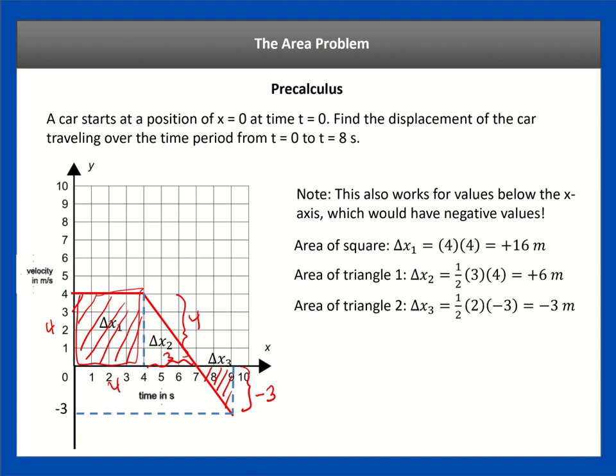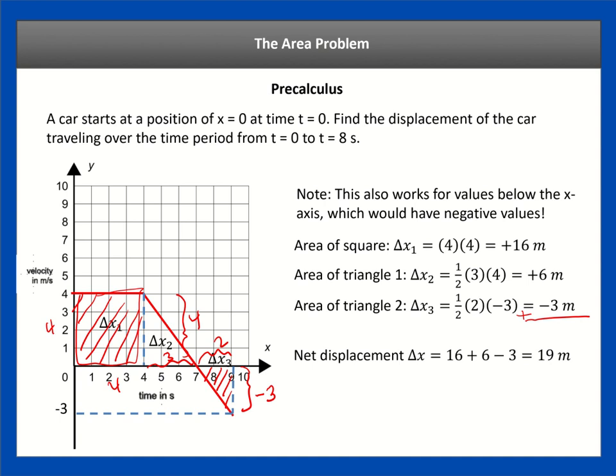So we have -3 because it's below the x-axis, and here this is 2, and so 1/2 base times height, that's -3. All right, and so if I do the net displacement, I just have to add these 3 displacements, which gives me 19 meters.